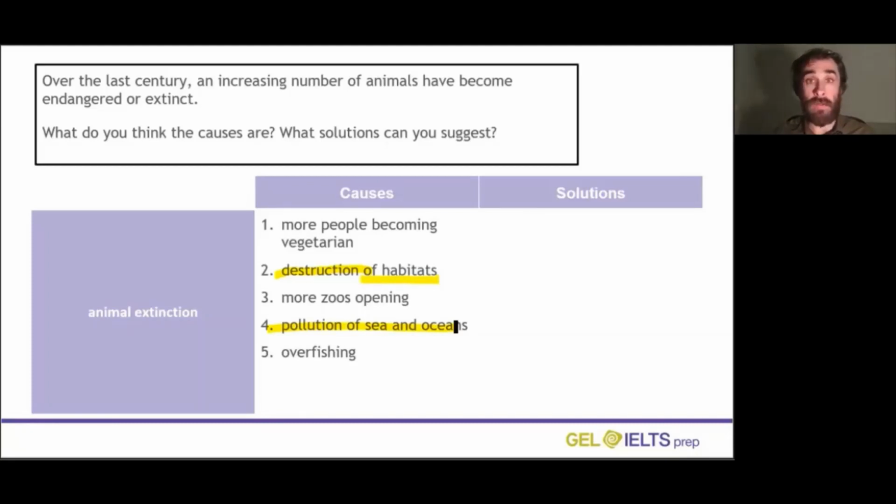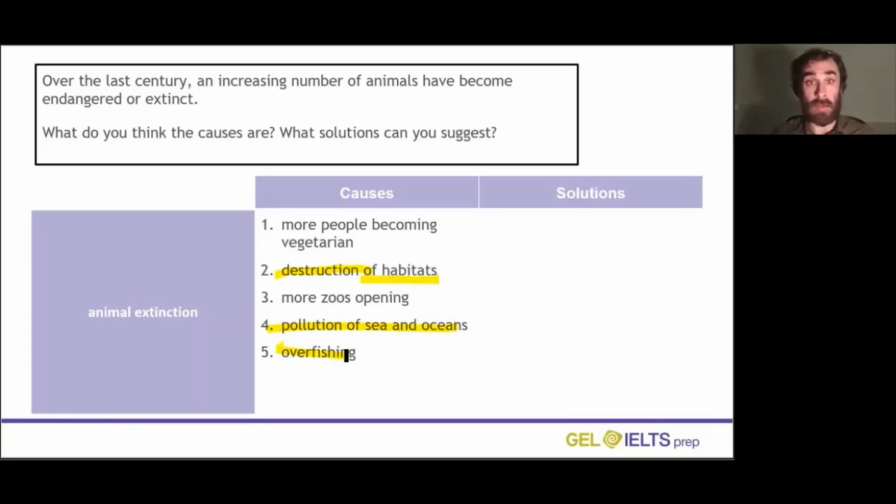And 5, overfishing. This is when we fish too much from the sea. Point number 1, more people becoming vegetarian. I don't think that would cause animals to go endangered or extinct. In fact, it seems like it would be more likely to be the opposite. And number 3, I would say the same. Opening more zoos seems likely to increase conservation, not reduce the number of species.